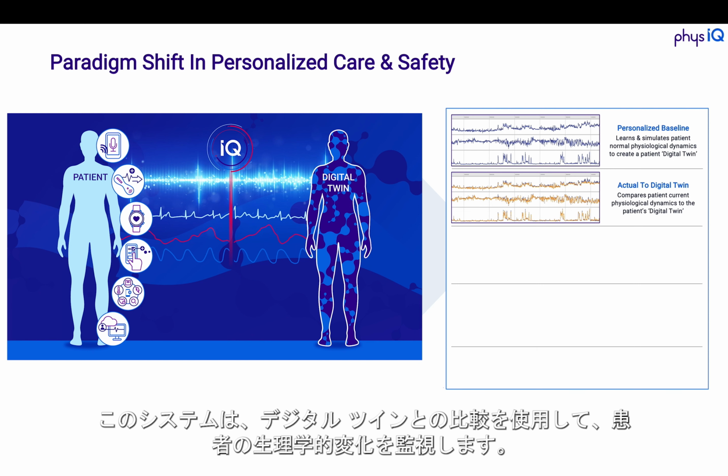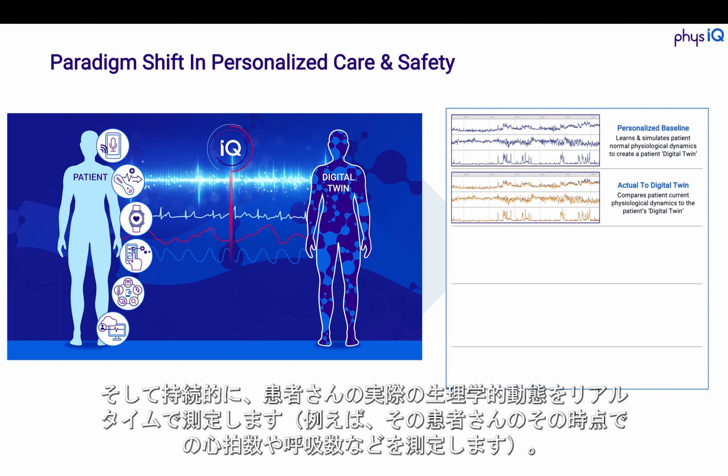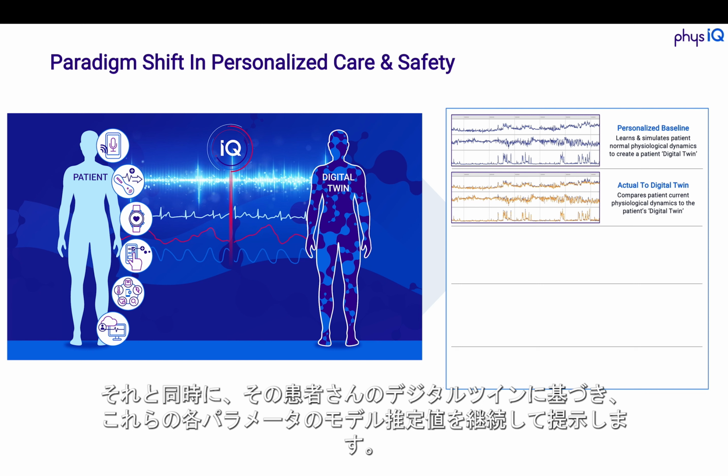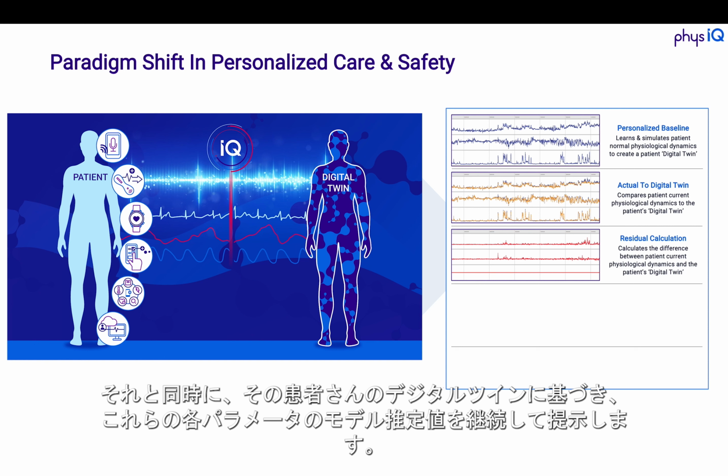It uses comparisons to the learned digital twin to watch for physiological changes in the patient. We'll continue to measure that individual's actual physiology in real time, for example, measuring his or her heart rate or respiratory rate at that moment, while at the same time continuously projecting modeled estimates for each of those parameters based on the patient's digital twin.